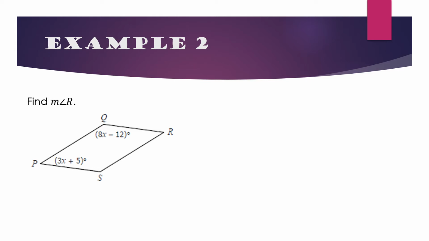So here we're trying to find the measure of angle R. That's what we're looking for. If I knew the measure of angle P or the measure of angle Q, then I could find R. And I don't have their measures yet, but I can find them. So P and Q are consecutive angles, and we know that consecutive angles should be supplementary because the lines are parallel. So what I'm going to do is I'm going to add 8x minus 12 to 3x plus 5, and I'm going to set that equal to 180. Again, consecutive angles are supplementary.